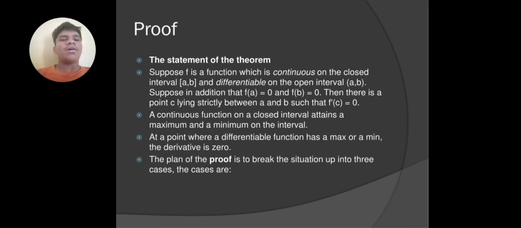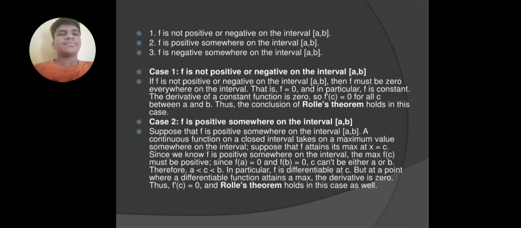The plan of the proof is to break the situation up into three cases. The cases are: first, f is not positive or negative on the interval [a, b]; second, f is positive somewhere on the interval [a, b]; third, f is negative somewhere on the interval [a, b].